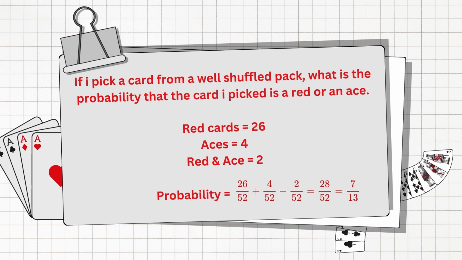And then we also have the possibility of a red card that is also an ace card. We have 2 red cards that are aces and 2 black cards that are also aces. So the probability of picking a red card or an ace card will be 26 over 52 plus 4 over 52 minus 2 over 52. So we have 28 over 52, which is equal to 7 over 13.